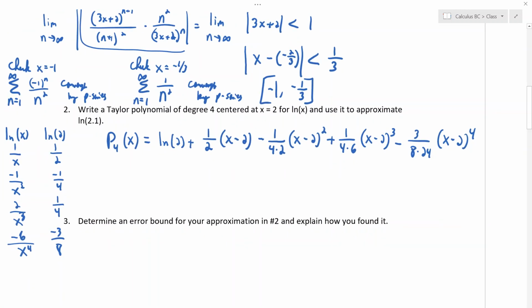Sound good? That's how we get full points on the test. You have to write it exactly like that. You could simplify it, but okay. So we want to plug 2.1 into this thing. We should have done this ahead of time. I don't want to record this, but whatever.